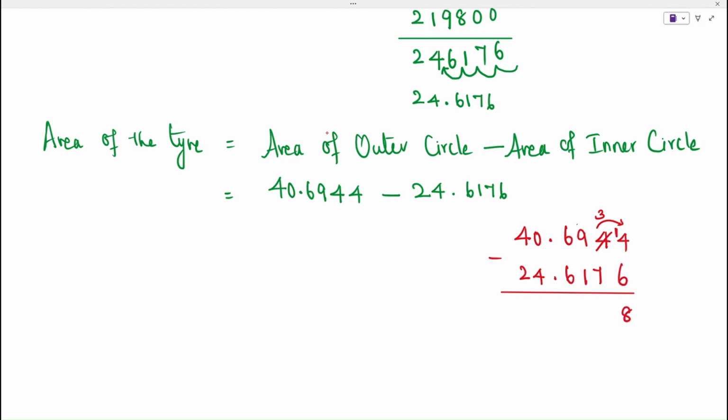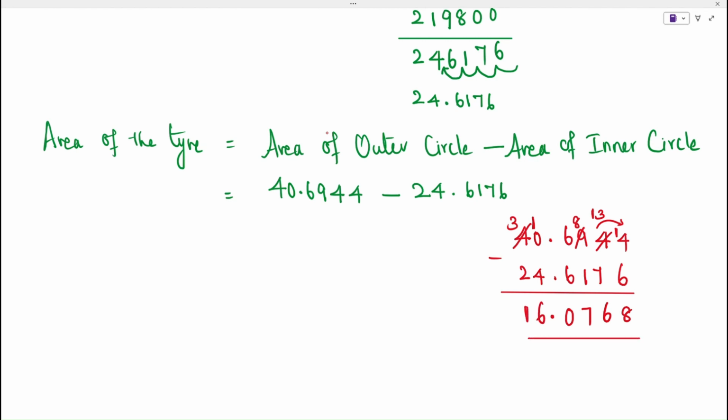Now we have 3 minus 7. Can't do that, so we're going to do the same with our 9. Turn that into an 8 and carry 1 over. We have 13 minus 7, which gives us 6. 8 minus 1 is 7. 6 minus 6 is 0. And then we have 40, and we're going to carry our 1 over and reduce that to 3. So we have 10 minus 4, which is 6, and we have 3 minus 2, which is 1.